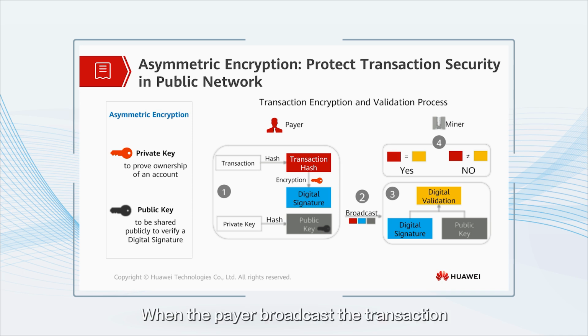When the payer broadcasts the transaction in the blockchain network, the transaction will be encrypted into a digital signature by a private key, and then the transaction information, digital signature, and the public key will be broadcast in the blockchain network. When a miner collects the request, he will use digital signature and public key to generate digital validation, and then compiles the transaction hash to validate the transaction.